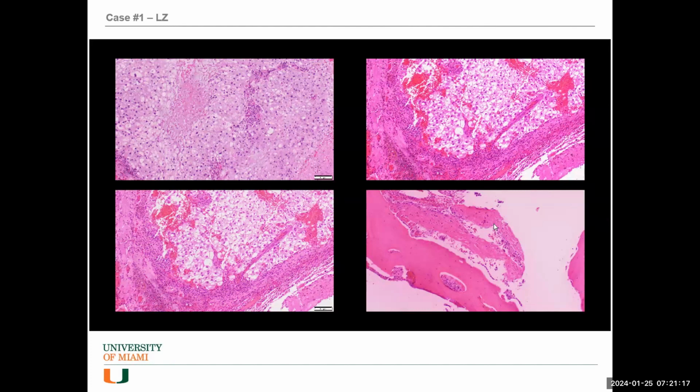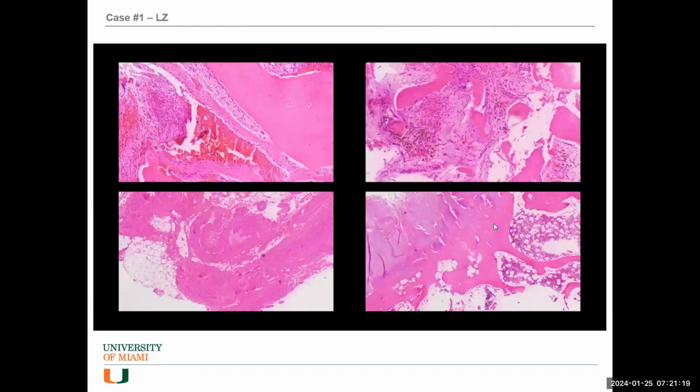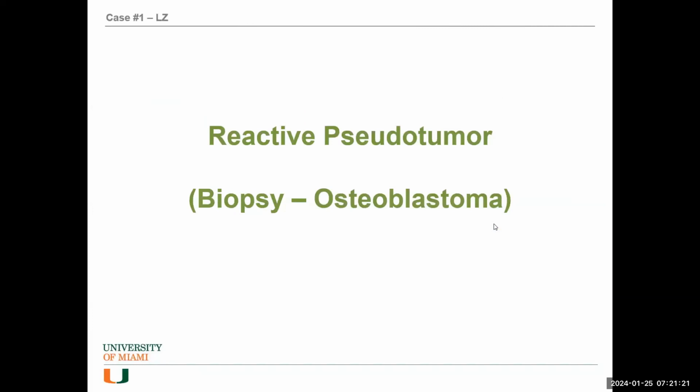Okay, so that's the first case pathology. And so this is what the pathology had indicated. The prior biopsy, again, we'll go through review. The prior biopsy suggests osteoblastoma, despite it having more aneurysmal bone cyst features intraoperatively.